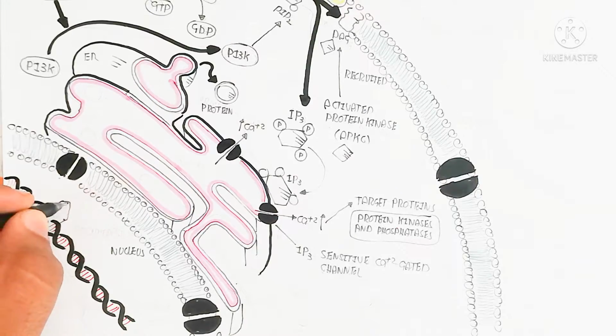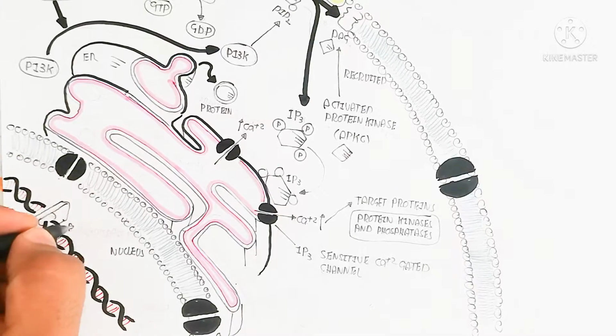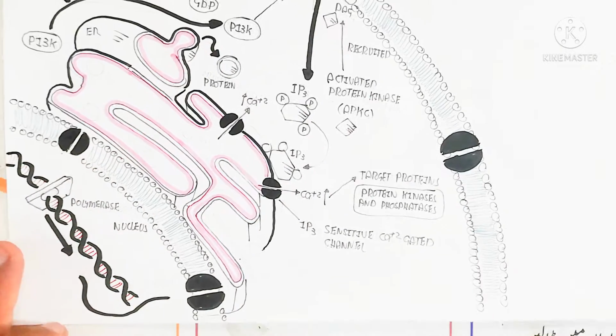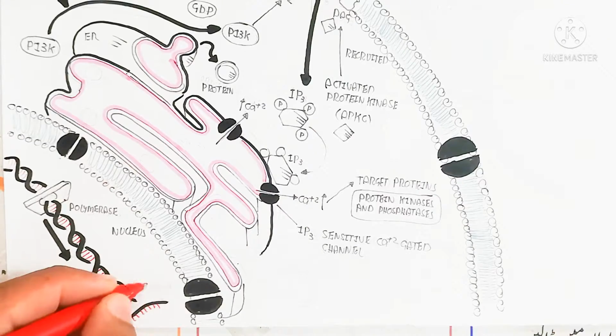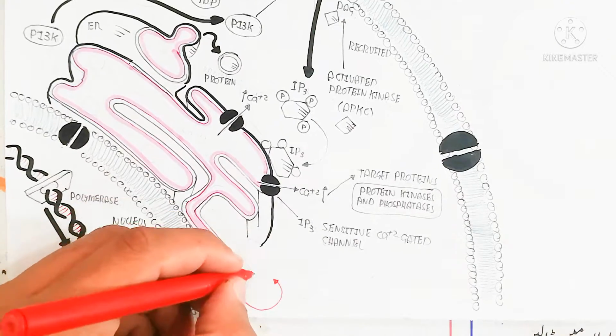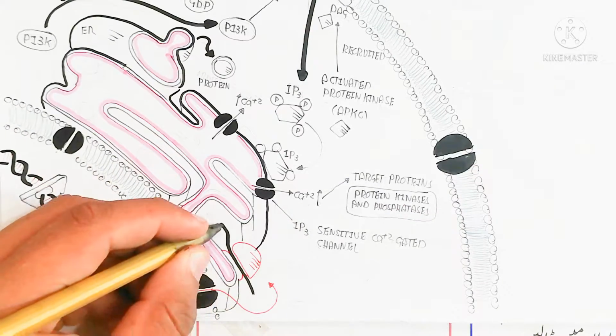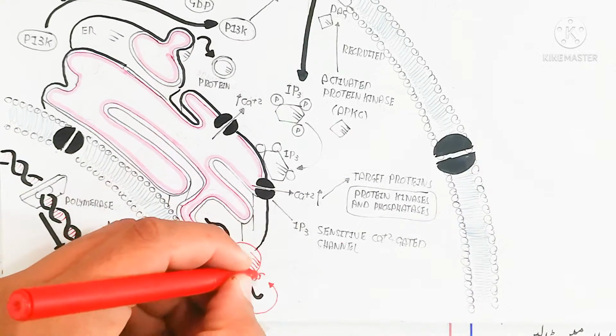While here is the DNA, this DNA contains different genes, and the polymerase enzyme is used. After transcription factor binding, the specific gene will be activated and transcribe the messenger RNA, and this messenger RNA will bind with the endoplasmic reticulum where the ribosome is present.